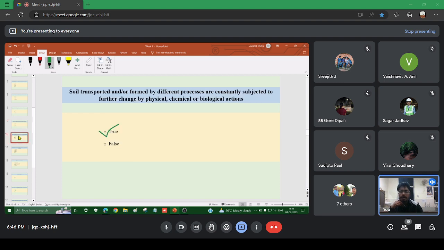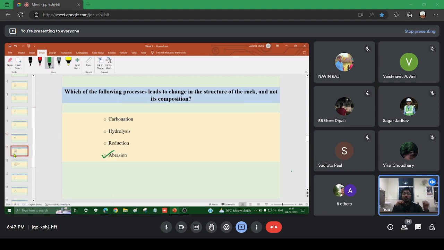Soil transported and or formed by different processes are constantly subjected to further change by physical, chemical or biological actions. Means after a soil has been transported or formed by different processes, they are still subjected to further change by physical, chemical or biological actions. So is this true or false? It is true, because obviously any change can happen even after the soil formation.